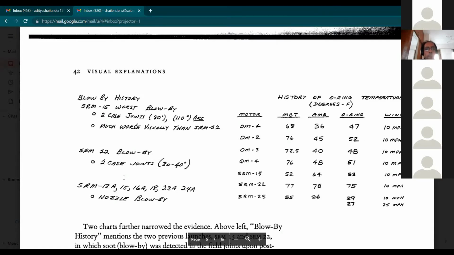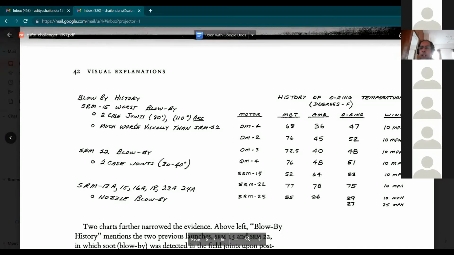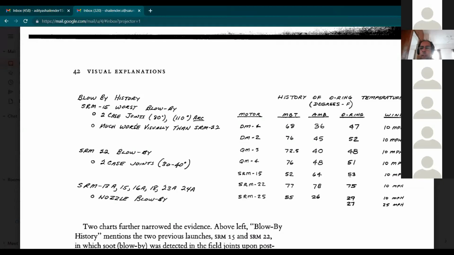SRM 15, right? Basically, this blow-by is essentially the deposition of soot on the O-ring. It's not actually erosion. What is called a blow-by is just deposition of dust and soot on that particular O-ring. So read with SRM 15. If you see the fourth column here, the temperature, 53 degrees, is when SRM 15 is launched. You see the number 53? Yes, sir. That is the temperature when SRM 15 is launched.